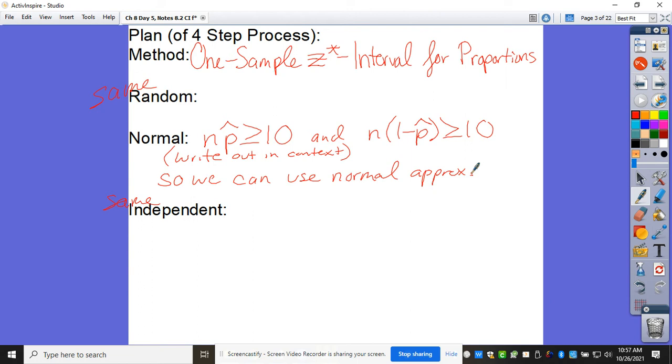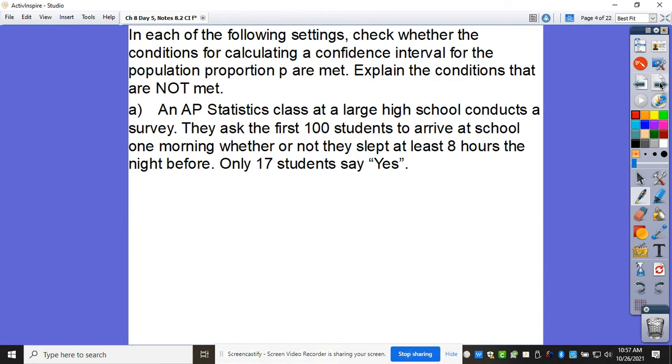So I always have people ask about this. Well, if it's a 4-step and it doesn't work, how would I know what to do? Like if it was random. This is the kind of way I would ask the question. So for these questions, the only thing I say is in each of these settings, check whether the conditions are met. Explain the conditions that are not met. Usually I wouldn't. I actually added this in, and I think I typed it on your paper, just so we don't have to write as much because we don't have much room. Usually you would say check all conditions and state why they are or are not met.